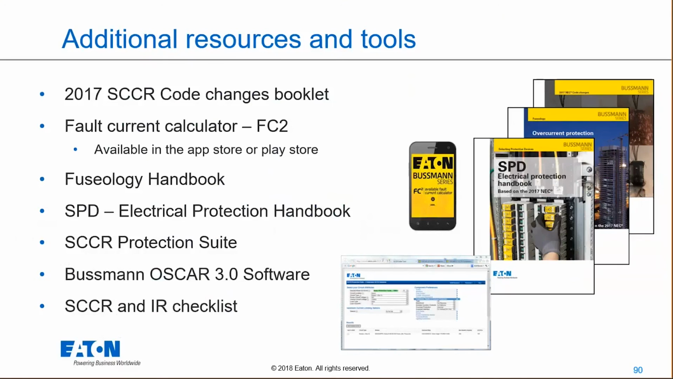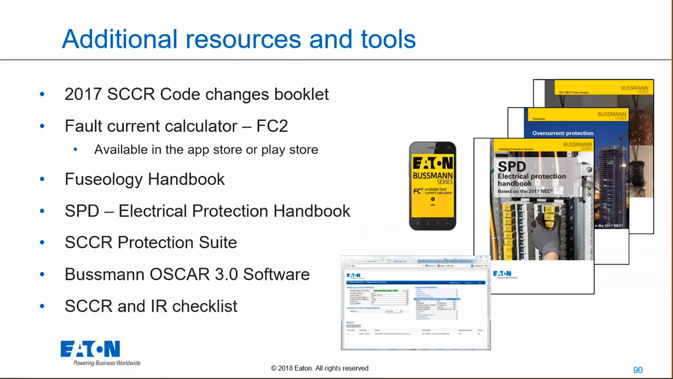So if we look at additional resources and tools, we have a nice handbook that's available for 2017, the SCCR code change booklet. Bussmann has a nice app. I encourage you to grab this app, if you're on an Android or Apple device, just look up fault current calculator, and it helps you calculate the fault current. So if your customer doesn't know what they need a design to, or if you're helping them come up with a design situation, this calculator is very easy to use. It'll help you at least establish what your baseline is.